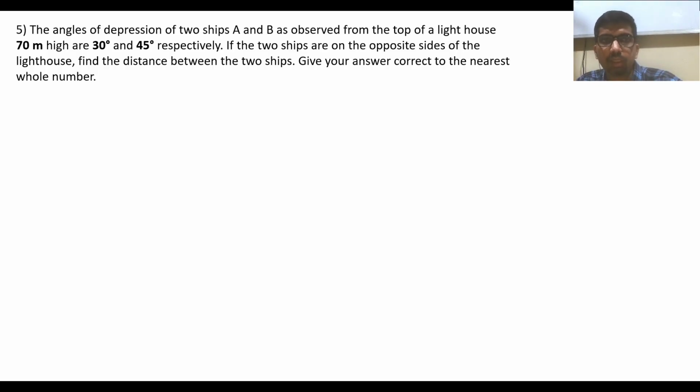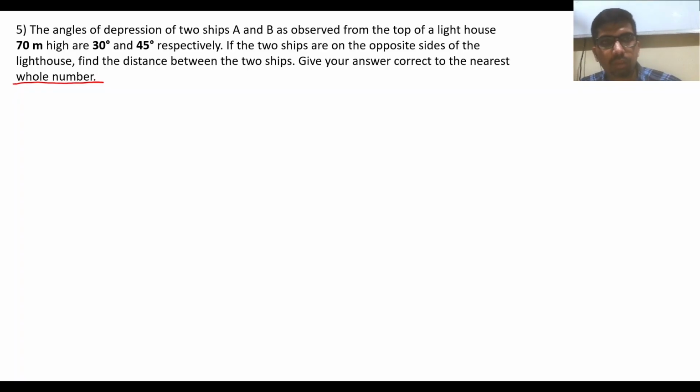The angle of depression of two ships A and B as observed from top of a lighthouse which is 70-meter high are 30-degree and 45-degree respectively. If the two ships are on opposite side of the lighthouse, के opposite बाजू में है, then find the distance between two ships. As I said in the start, to find distance between 2 points, this is the sum. Give correct answer to whole number. They want whole number, they don't want decimal. नहीं चाहिए वो लोगों को, they want whole number.